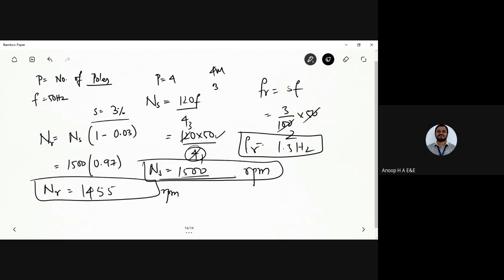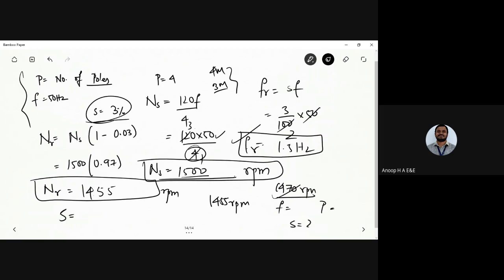They will be asked for 4 marks or for 3 marks. They will be asking certain problems where you have to find out a slip. So if the slip is not given, say I have the rotor speed of 1470 RPM, given the speed, the frequency and the number of poles, you can find out the slip. So S would be equal to Ns minus Nr divided by Ns into 100, which is 1500 minus 1470 divided by 1500 into 100.